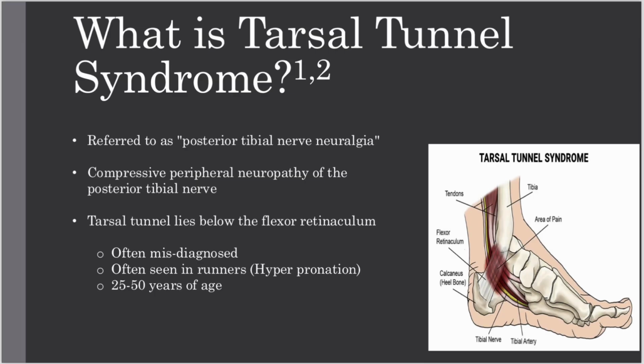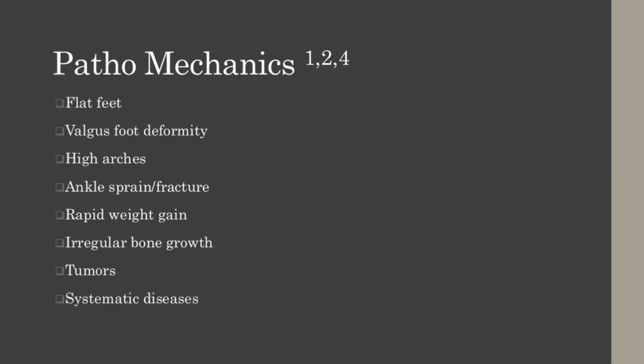What is tarsal tunnel syndrome? It is referred to as posterior tibial nerve neuralgia, a compressive peripheral neuropathy of the posterior tibial nerve. The tarsal tunnel lies below the flexor retinaculum. Oftentimes, the retinaculum gets swollen and it compresses on that nerve. It is often misdiagnosed. It is often seen in runners, hyperpronation, and ages 25 to 50 years.